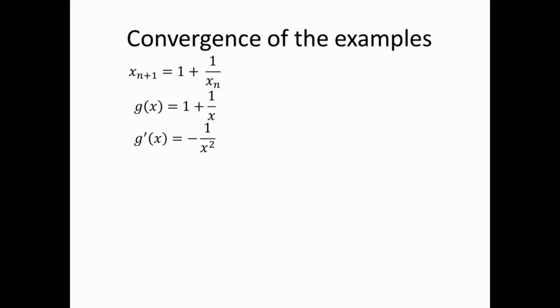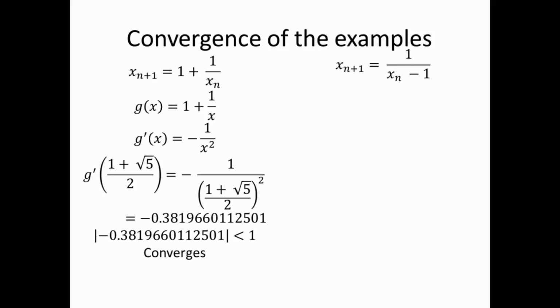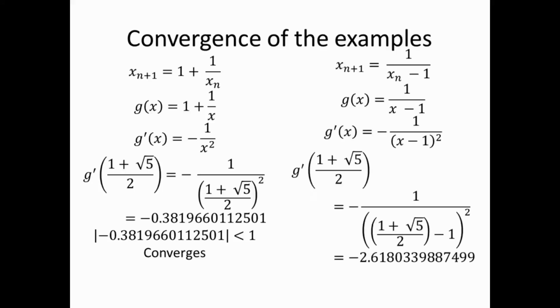With our first equation, we'll go ahead and call that g of x. If we take the derivative of g of x, we get g prime. Plug in the root for that value, and we get negative 0.31, etc., which turns out to be less than 1 in absolute value. Therefore, this one converges. On our other side, we'll also call that g of x, find our g prime of x, and plug in our root, which equates to about negative 2.618, greater than 1 in absolute value. Therefore, this one does not converge.